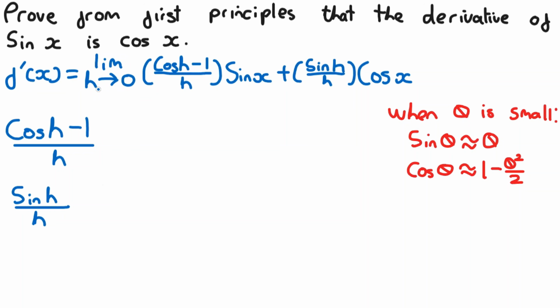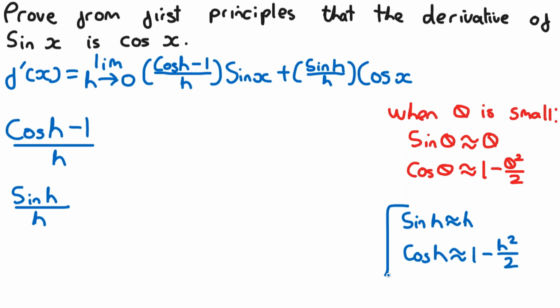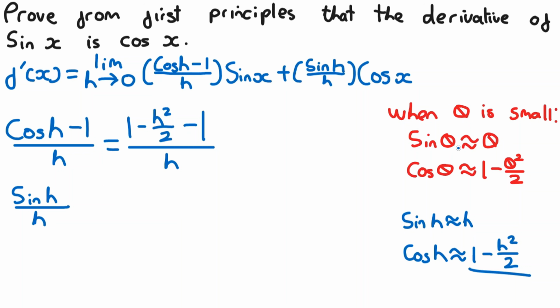So remember, this is when h is not equal to 0, but it's very, very close to 0. Therefore it's going to be a very small number, so it satisfies both of the conditions for small angle approximations. So we can use the small angle approximations for h here, for sin h and cos h. So if we sub in 1 minus h squared over 2 for this cos h, then this 1 will cancel out with this one here, so we're left with minus h squared over 2 over h, and then this h will cancel out with one of the h's up here, so we're left with minus h over 2.